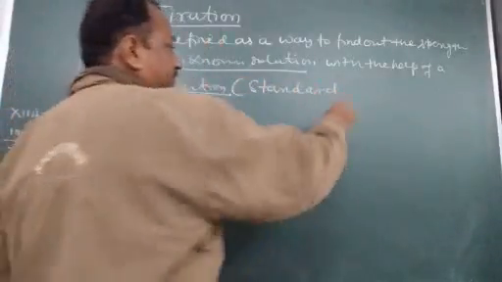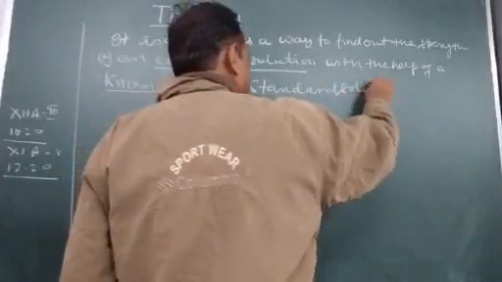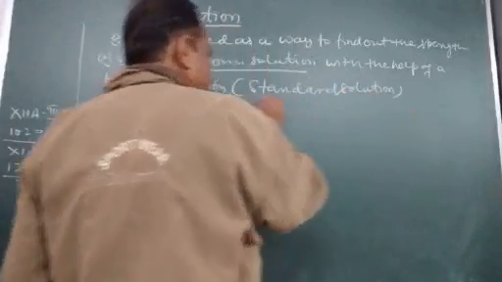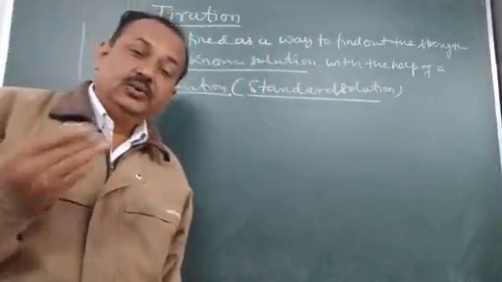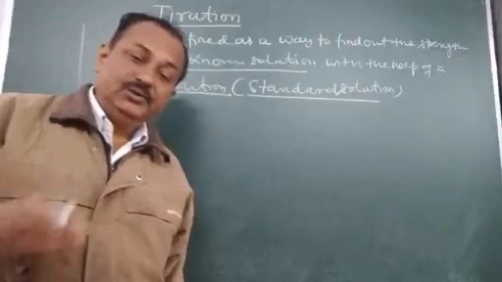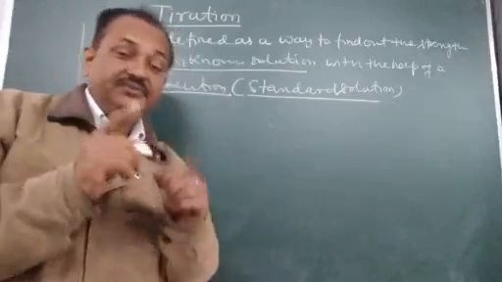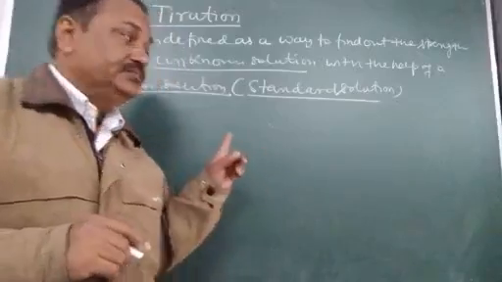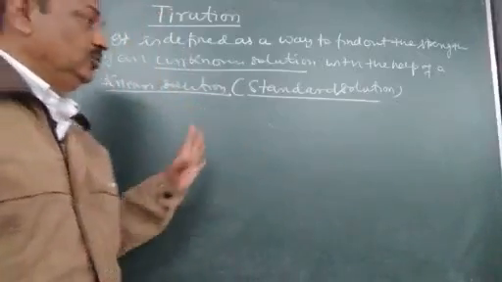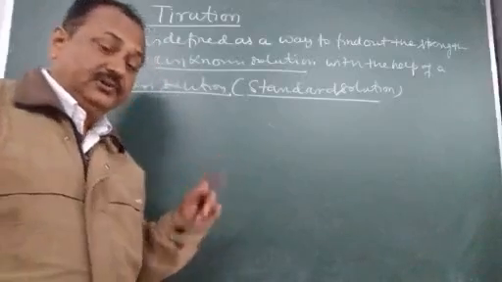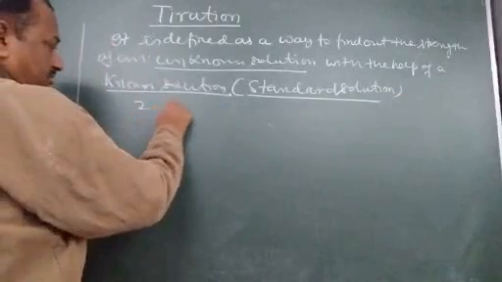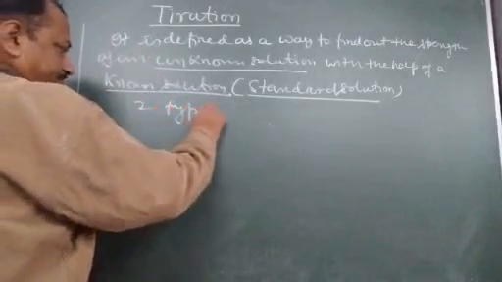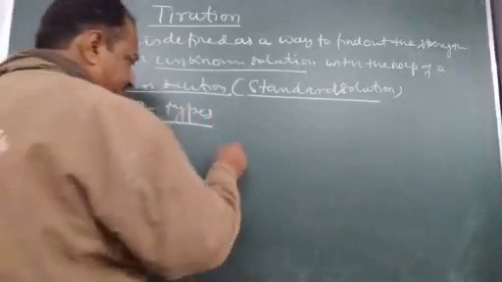The solution which is known to us, it means the solution whose strength is known to us, whether it is one normal, two normal, semi-normal, decinormal. So this is a very important part, that the solution which is known to us is called a standard solution. Now titration is of two types, basically in normal courses.